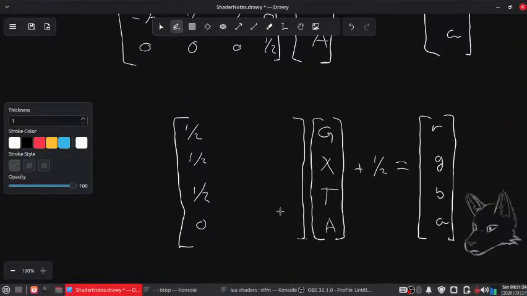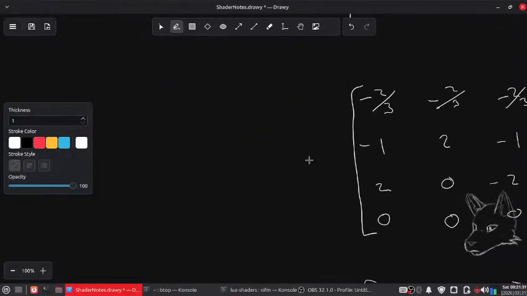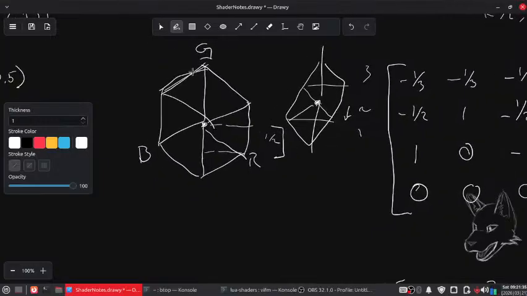If exposure is 1, which is this node here, which is over here. Well, actually, it's over here, right?